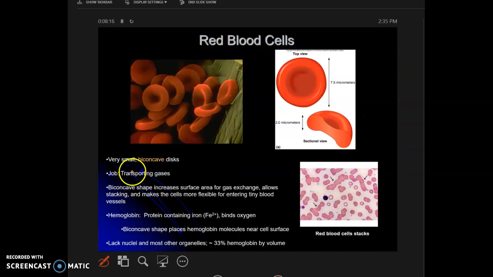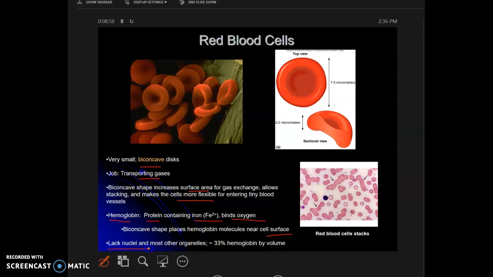Let's look at the red blood cells. They are small, they are biconcave discs, and the main function is to transport what? Gases. So the shape allows large surface area for gas exchange, allows stacking, and makes the cells very, very flexible. What do they contain? Why are they red? They contain a pigment, and this pigment is called hemoglobin. So hemoglobin has protein which contains iron and binds to oxygen. So the biconcave shape places hemoglobin molecules near the cell surface.